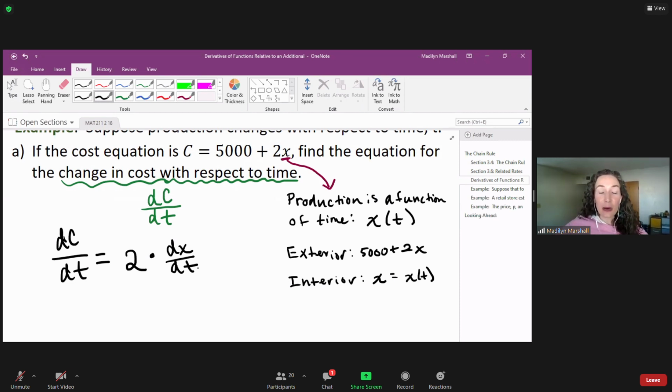The thing we don't know here is what the actual function x of t is. We don't know how x is changing with time right now. We just know that it is changing with time. So our dc dt equation ends up having dx dt in it because the change in cost depends on what the change in x is doing.